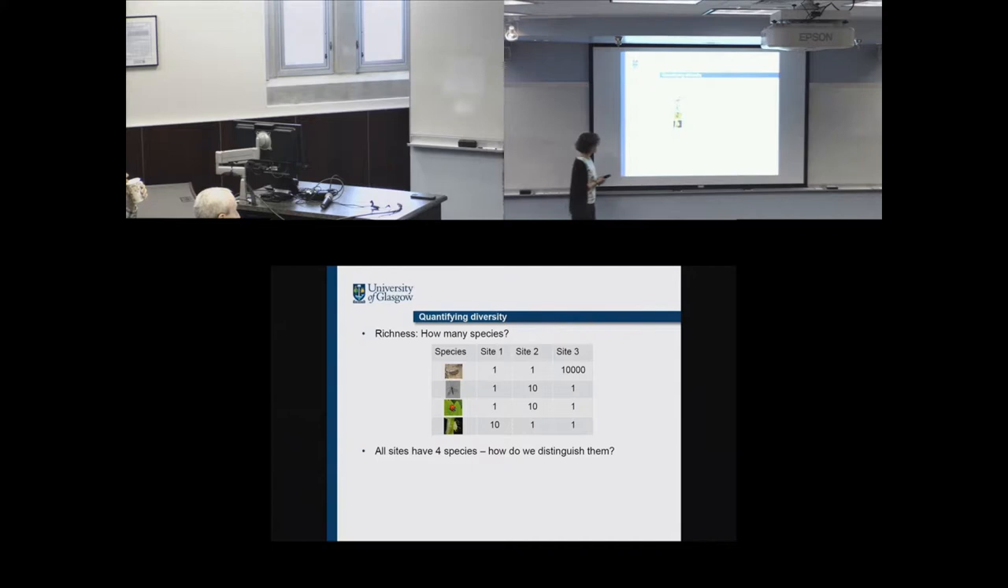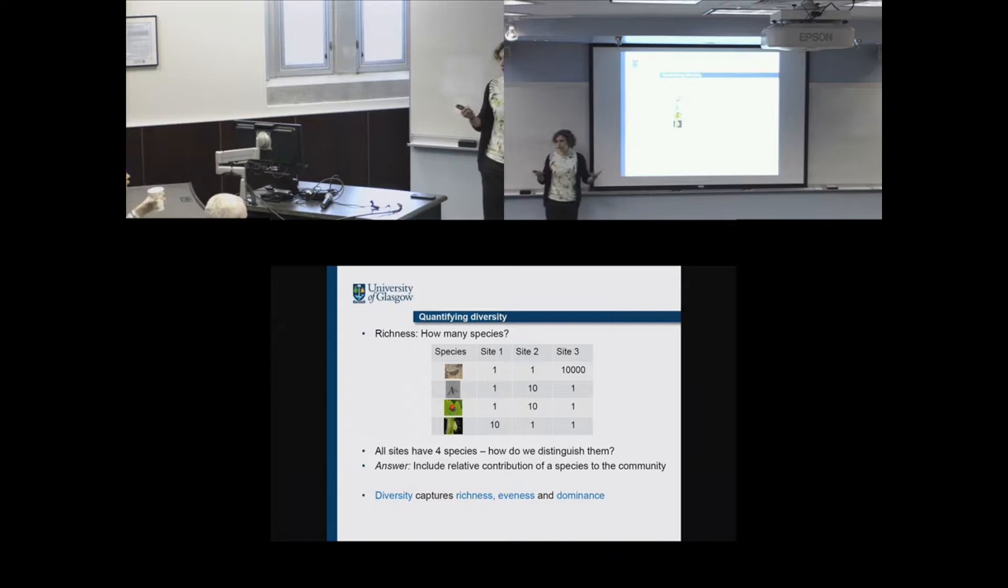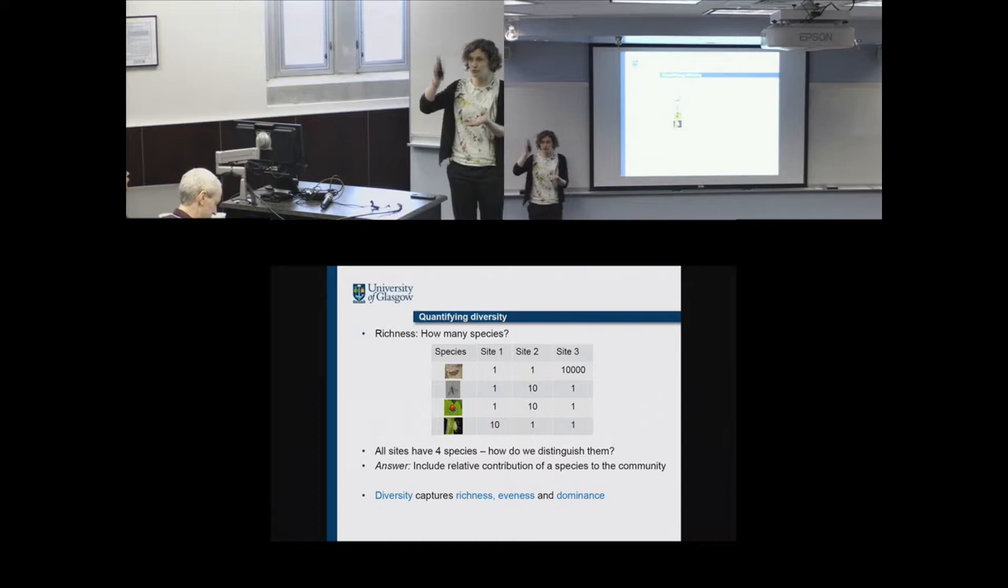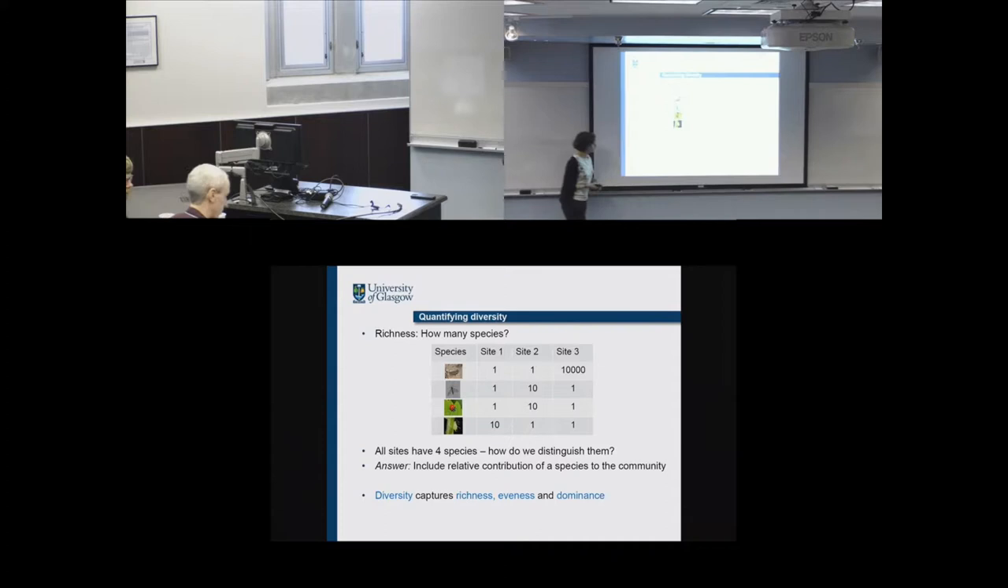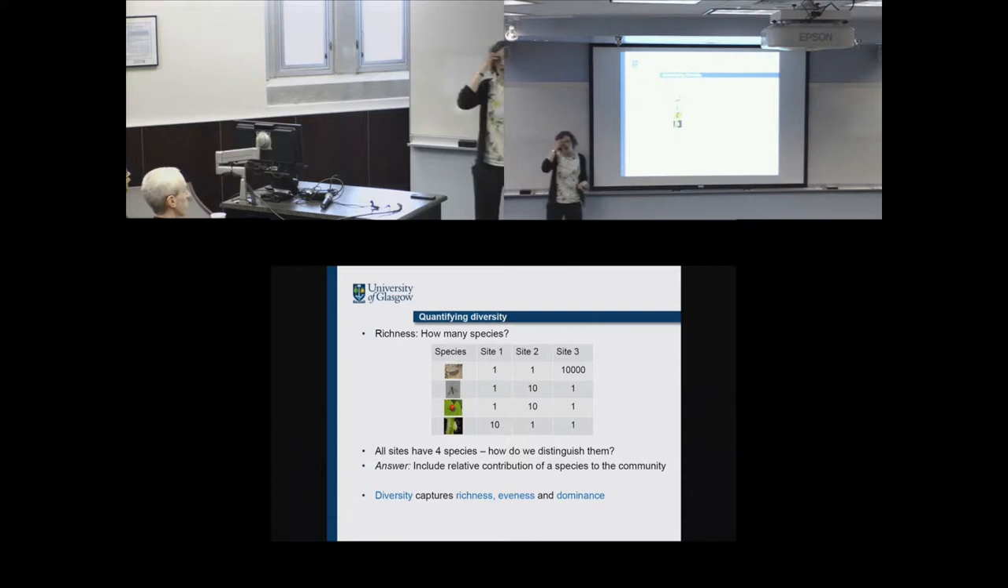Really, we want to include more information. We want to include the relative contribution of each species to the community. In other words, we want to put a probability distribution that says what's the relative frequency of each species in my site. This is going to allow us to capture not just the richness, the number of species, but also how even the distribution of species is. Have we got the same amount of each species? Have we got one species that's dominating, for example?